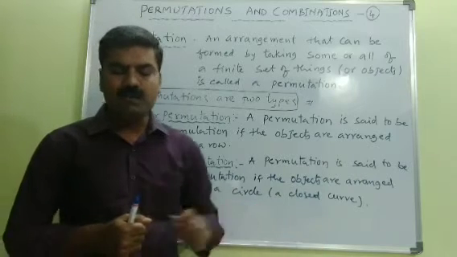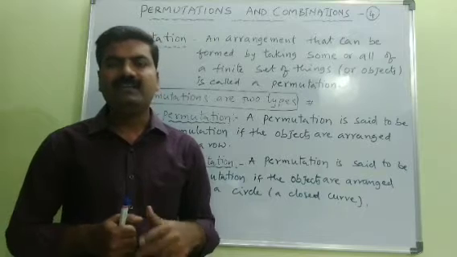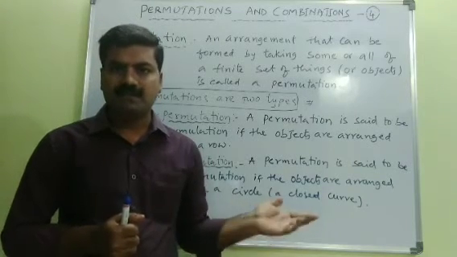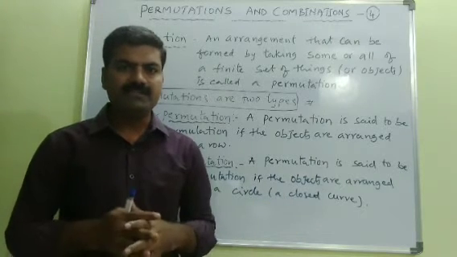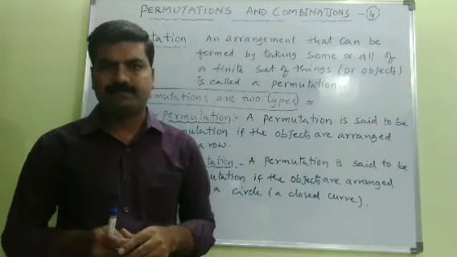Usually, a permutation means we consider linear permutation unless they mention circular. So a linear permutation is simply what we call a permutation.